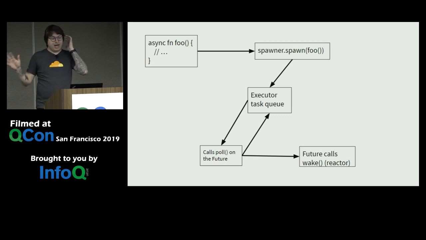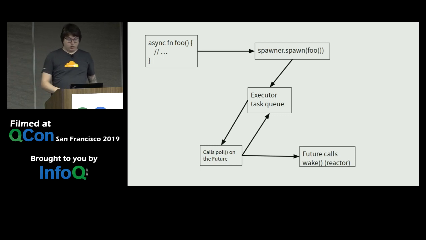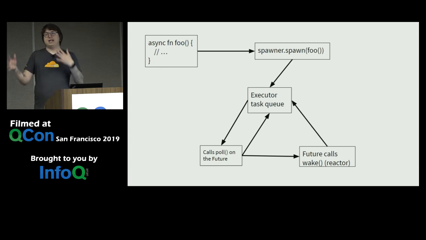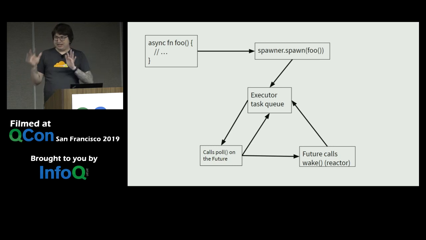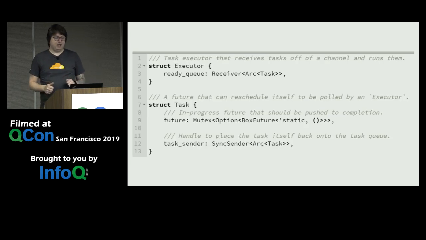But in some way, the future is going to be told, hey, I'm ready to proceed, and it's going to wake up. And that's going to cause the future to be re-put onto the ready queue of the executor to be executed again. So this is kind of the basic control flow of how the system works. So let's actually put one of these things together.